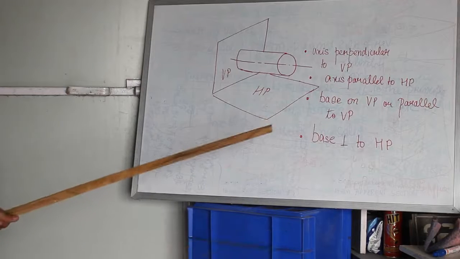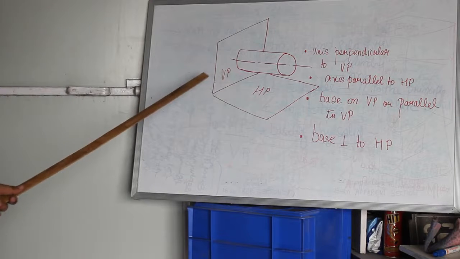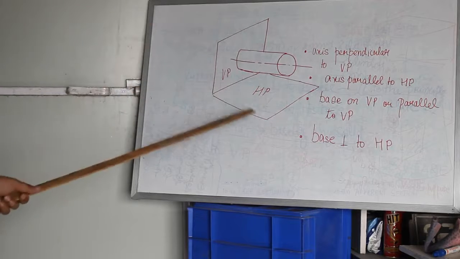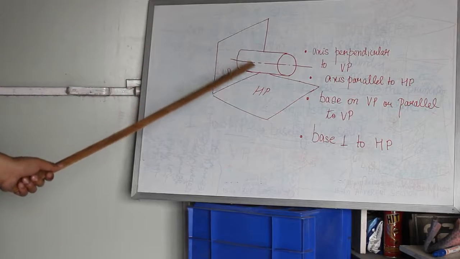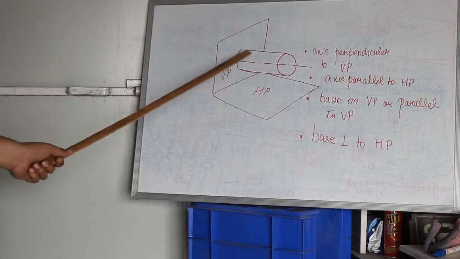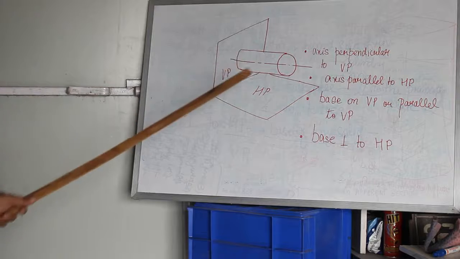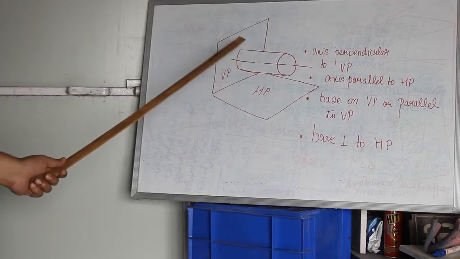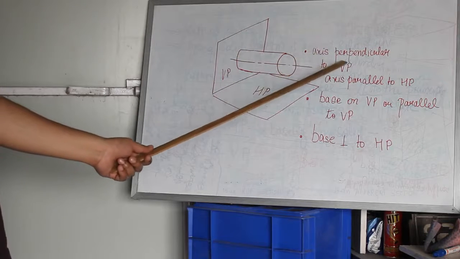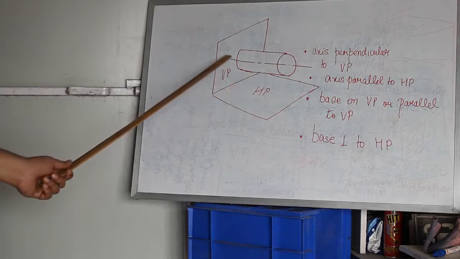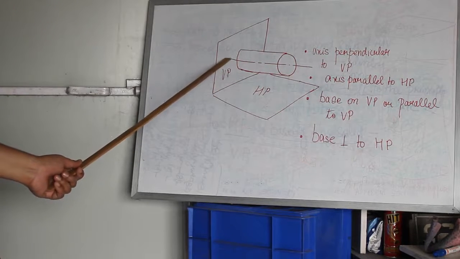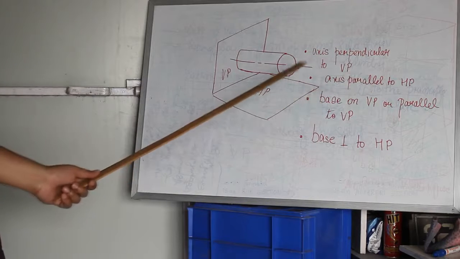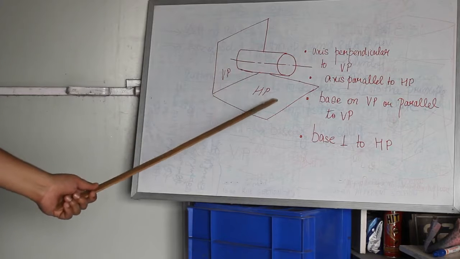Now over here in this question I have made an example on the board. This is an HP, this is a VP, this is the first quadrant that I'm assuming, and the solid is a cylinder. It has an imaginary line passing through the center of base 1 to the center of base 2. I've just elongated this center line so as to show you that the axis of the solid is perpendicular to the vertical plane. So here, if this line is perpendicular to VP, the axis of the solid is parallel to HP. This axis, or the imaginary line, is parallel to HP.